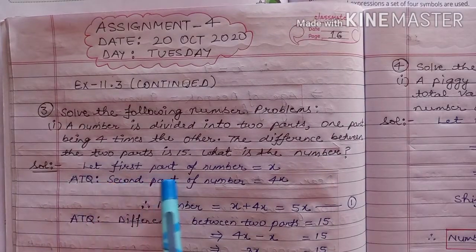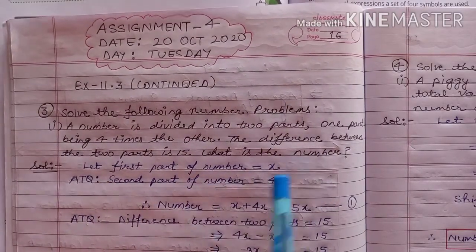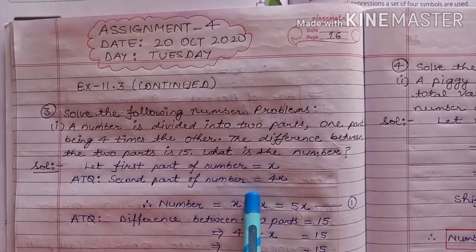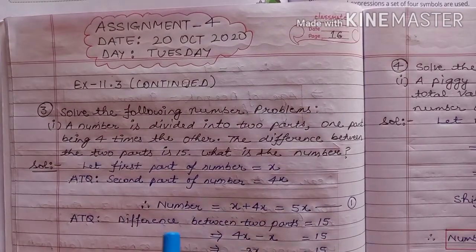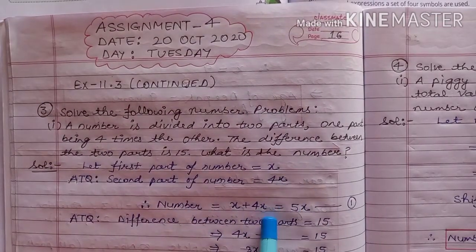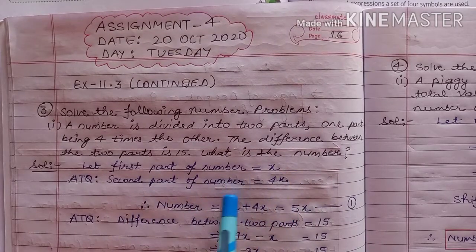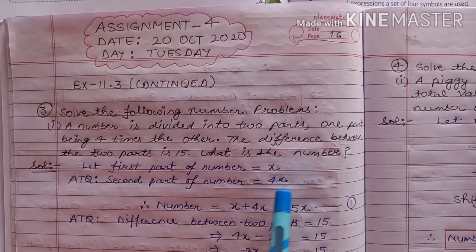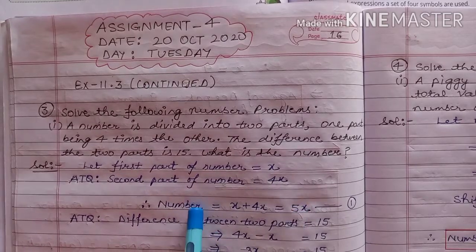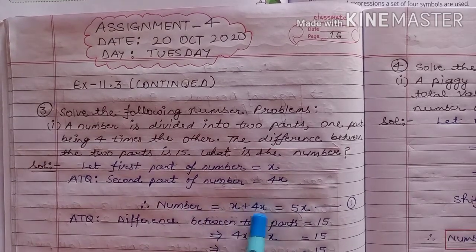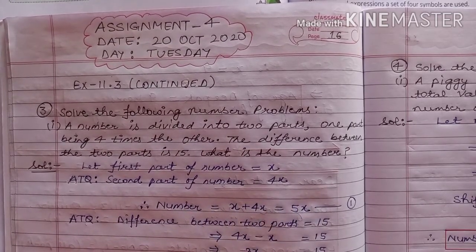So here first we assume the first part as x, and then we assume the second part as 4x. Then number is sum of these two parts. First part x, second part is 4 times the first part, so therefore it is 4x. So number is x plus 4x. X plus 4x is 5x.